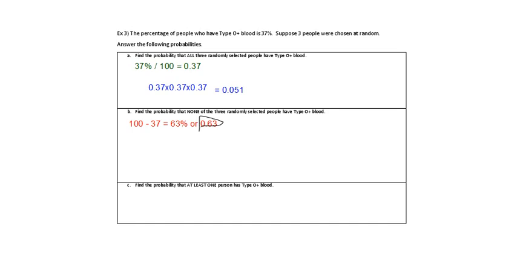All right, so now we have 3 people that do not have type O blood. So we'll do 0.63 times 0.63 times 0.63. And that's equal to 0.250.